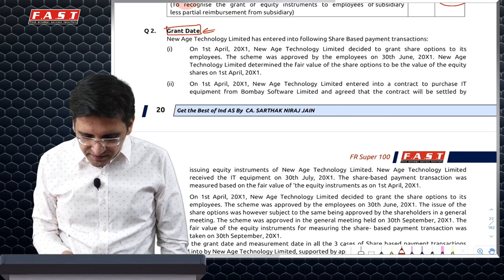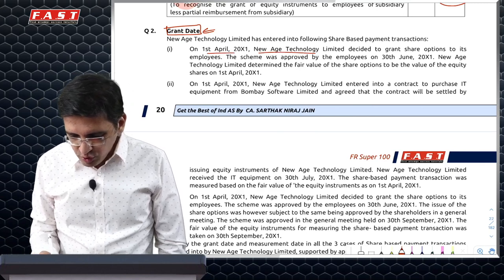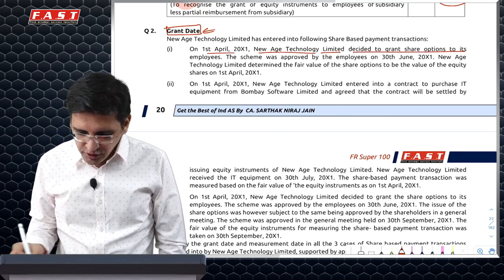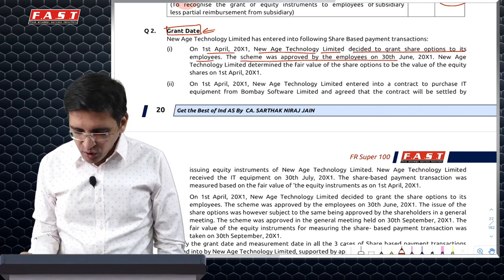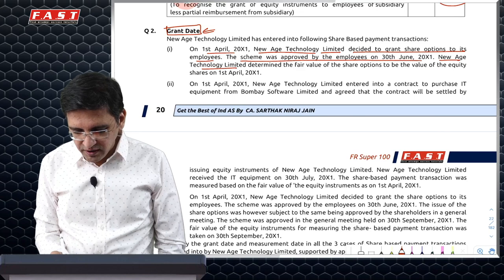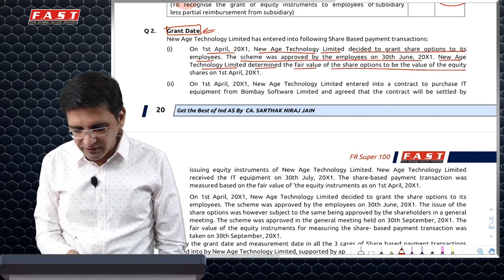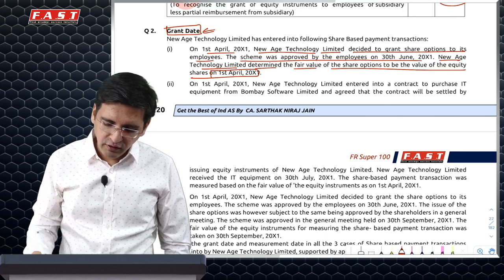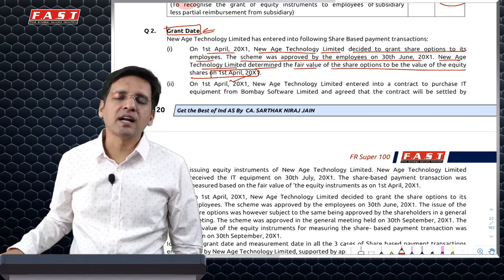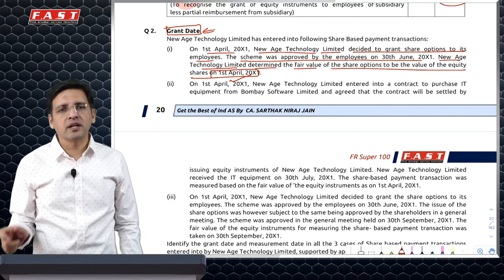So in this case, it says on 1st April, New Age Technology Limited decided to grant share options to its employees. The scheme was approved by employees on 30th June. New Age Technology determined the fair value of the share option to be the value of the equity share on 1st April. So they have taken the fair value on 1st April. If this is the grant date, that's okay. If the grant date is 30th June, then this is not okay.